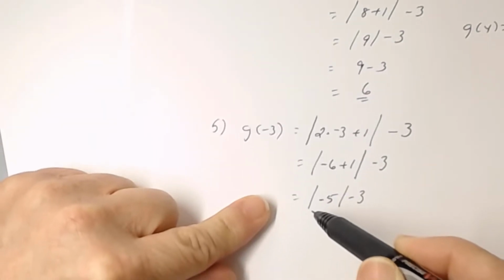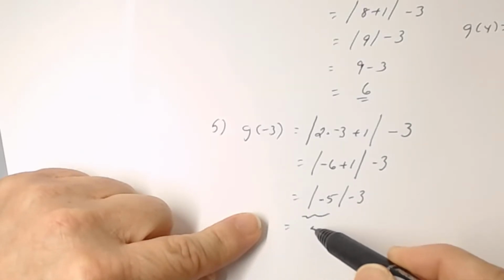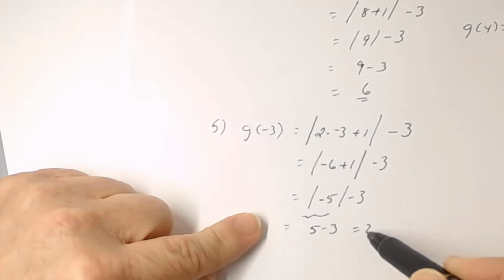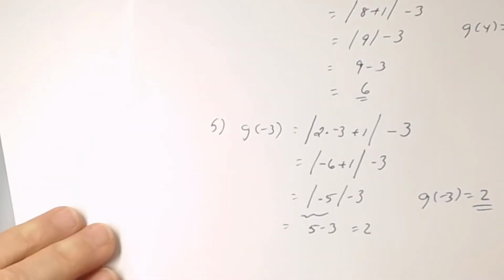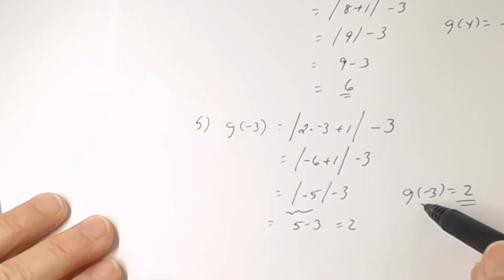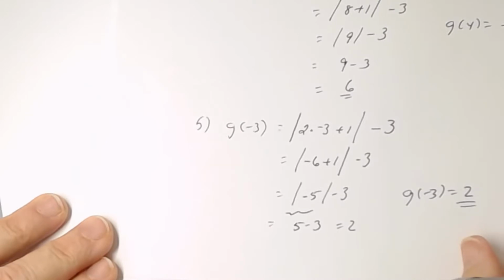But now I can remove the absolute value bars. What's the absolute value of negative 5? And what's 5 minus 3? 2. So what is g of negative 3? 2. So that means that when x is negative 3, my y value is what? 2. Okay?